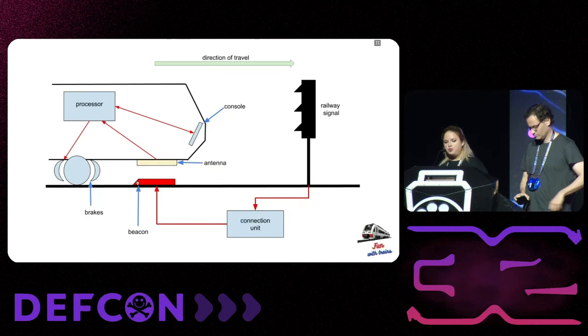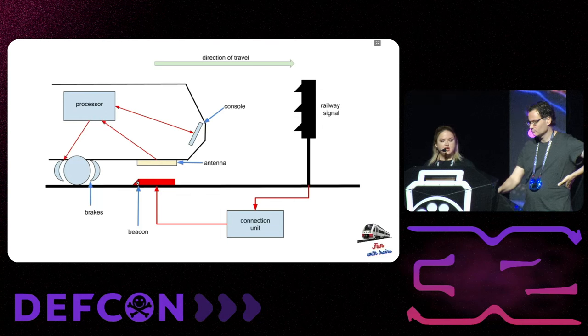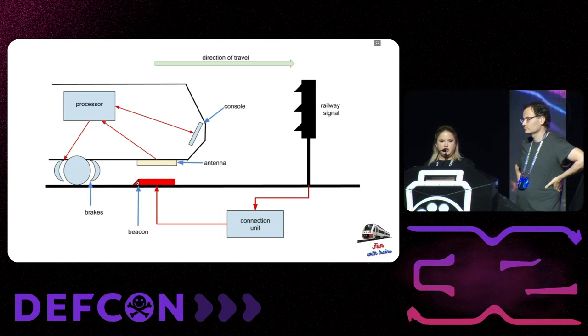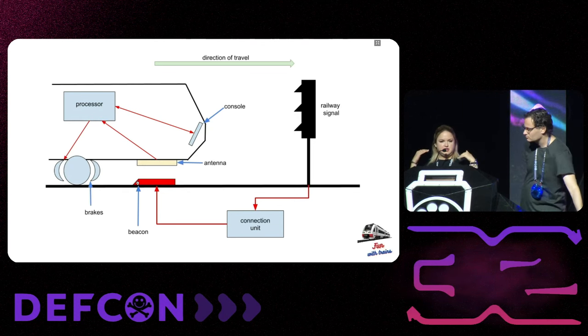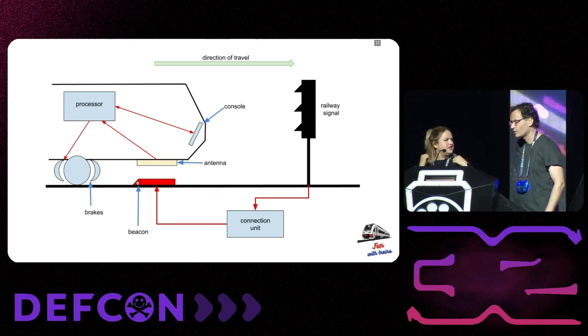So this is the whole process. You have a railway signal that connects to a unit that gives a signal to a beacon. The beacon is received by the perturbation, is the name?